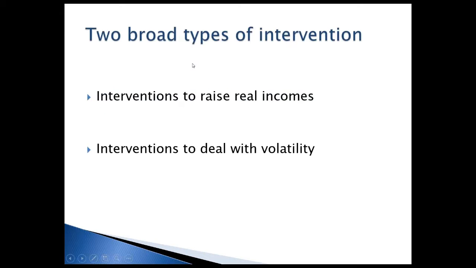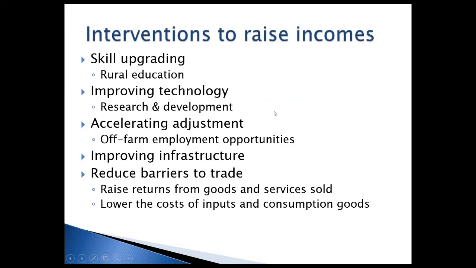High impact interventions. Let's think about interventions to raise real incomes in rural areas, interventions to deal with volatility. Some of these, I think, are fairly clear in principle, although hard to achieve. Skill upgrading, rural education, the importance of rural education. Many people in poor countries, in rural areas, have poor, very limited access to education. I think the United States has been a huge leader in this over the last 200 years.